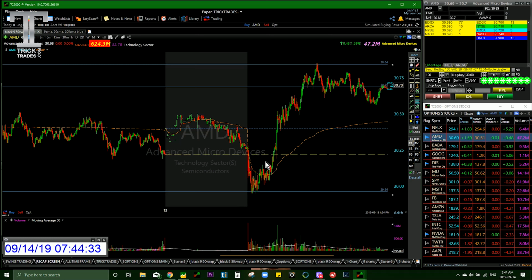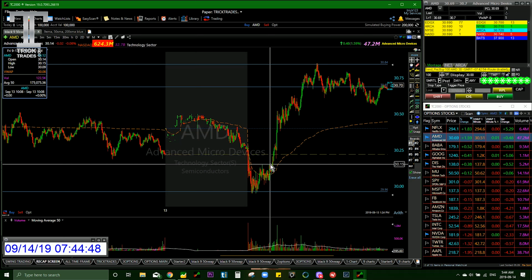You want to see movements like this. Now, this was a very predictable movement because of shorts. I discussed this in TrickTrades, so don't be shy. Definitely come check us out. So, how do we buy this range breakout?